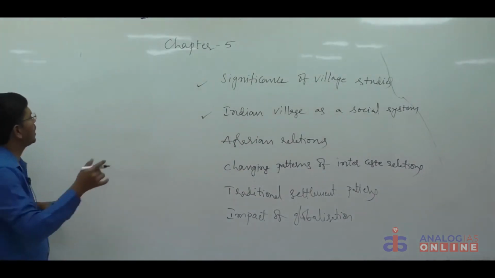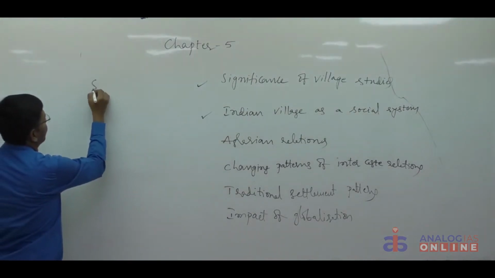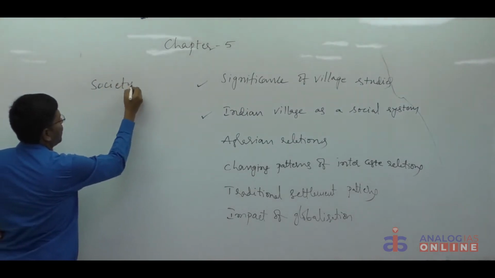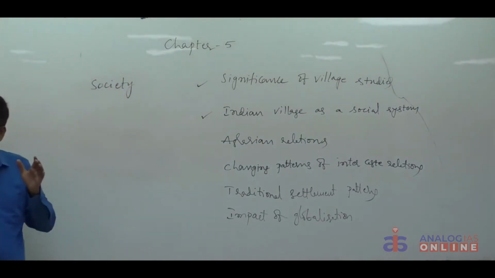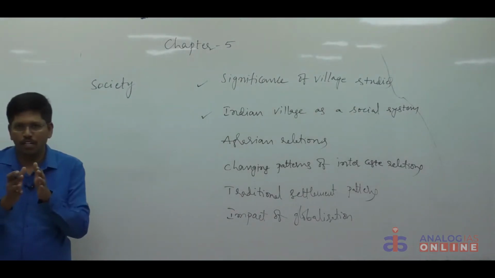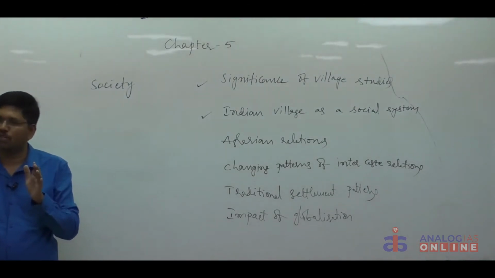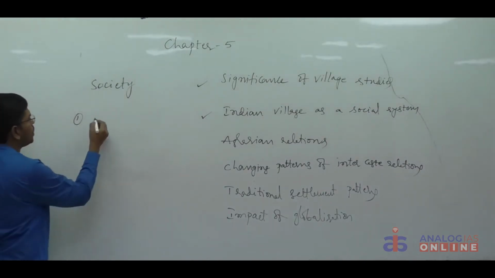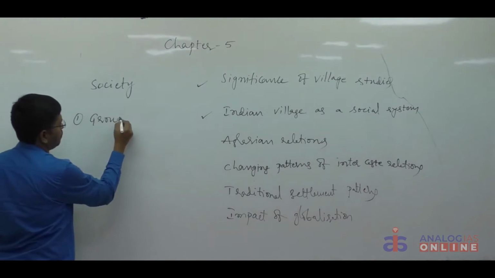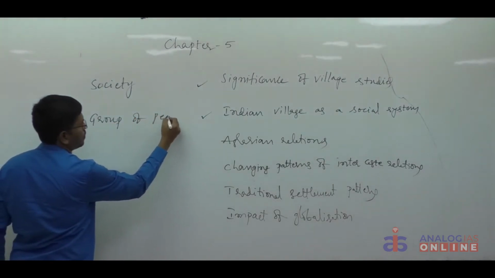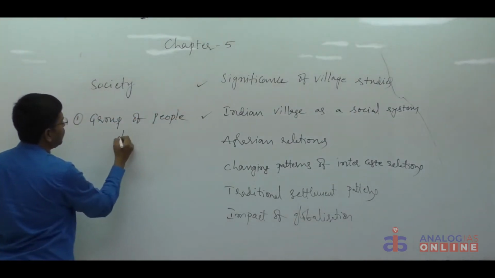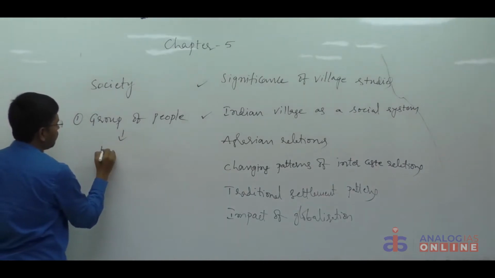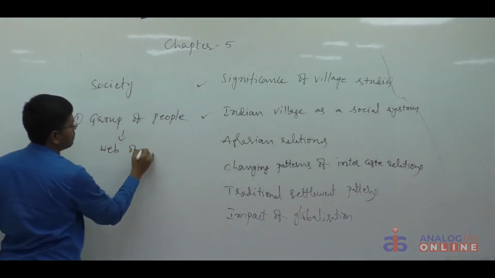For a society, what are the characteristics of the society? In a society, a group of people will be there. All these people are interlinked with each other by a web of social relationship. For a society to be formed, there must be a group of people. They are linked to each other by a web of social relationship.